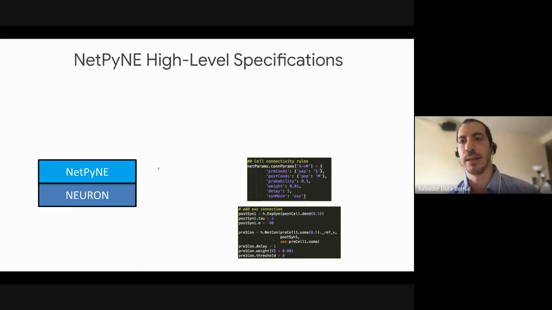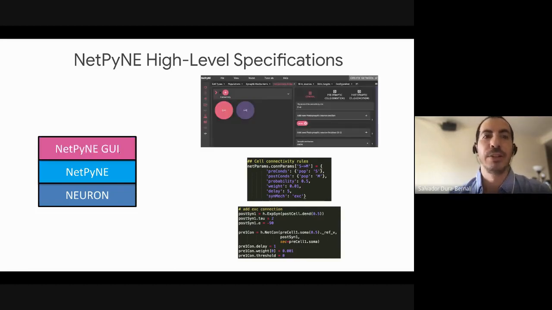And on top of NEURON, we add this new layer, which is NetPyNE, which has this declarative language, where, for example, you would specify a connectivity rule. You want to connect the sensory population to the motor population with a probability of 50%, a strength of 0.1, and so on. And then NetPyNE would take care of generating all the code necessary to create these connections. And finally, on top of this, we have the NetPyNE GUI, the graphical interface, which basically allows you to do everything you can do programmatically using this kind of code from a graphical interface.